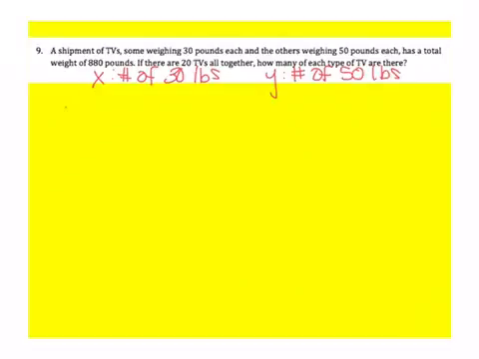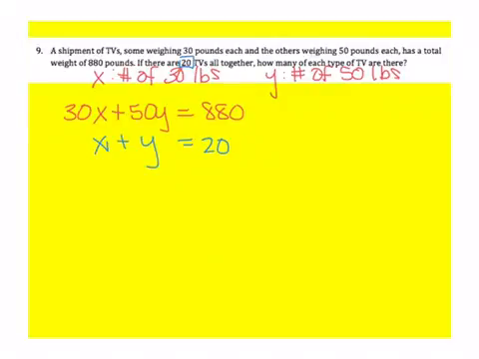So I have 30-pound TVs and 50-pound TVs in a shipment, and they are going to weigh a total of 880 pounds. These are all dealing with pounds, so I know that I want an equation of just those together. Now I've used those numbers, I can't use them again. So the only thing I have left is this 20 here. So I know I have 20 TVs total. So I have my number of 30-pound TVs and my number of 50-pound TVs, and when I add them together, I know that I need a total of 20.